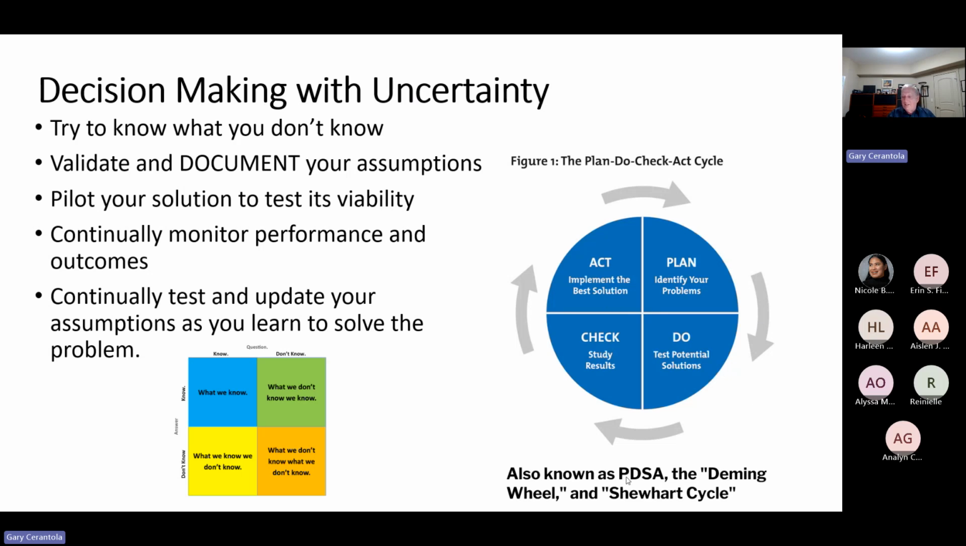Deming called it the PDSA wheel, or the short cycle, and it is used throughout total quality. What you do is identify the problem, test those solutions, study that, and then implement that solution. But in the spirit of continuous improvement, you're doing this all the time.